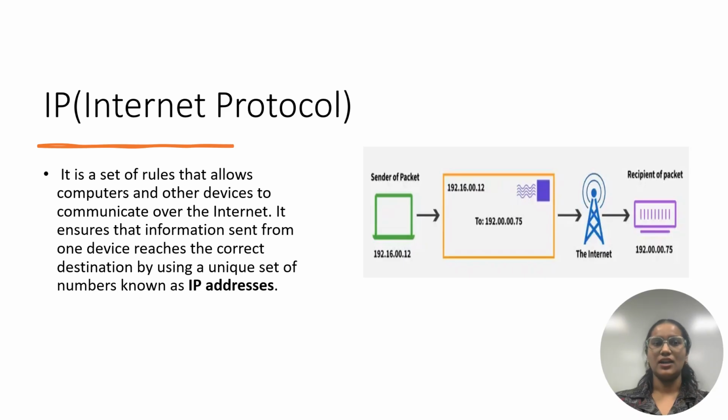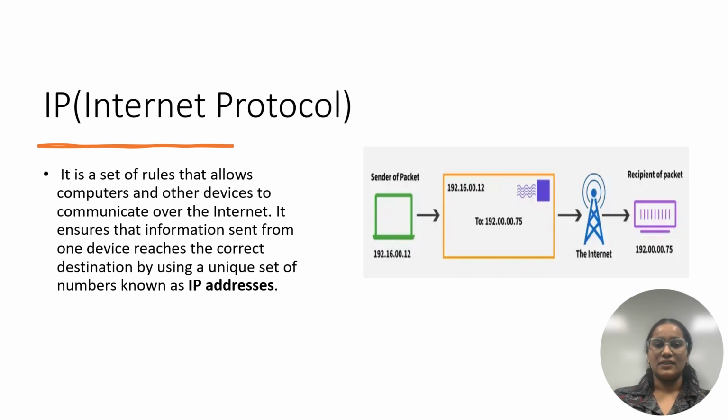Now comes IP, Internet Protocol. IP is the protocol responsible for addressing and routing packets across the network. Every device connected to the internet has a unique IP address, which serves as an identifier so that data can be routed to the correct destination. Now, how does this protocol work?